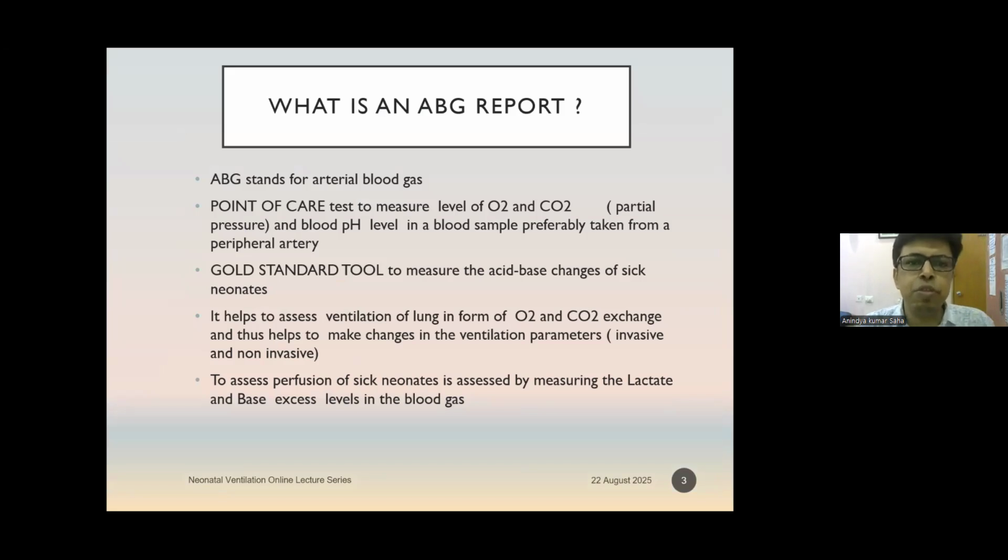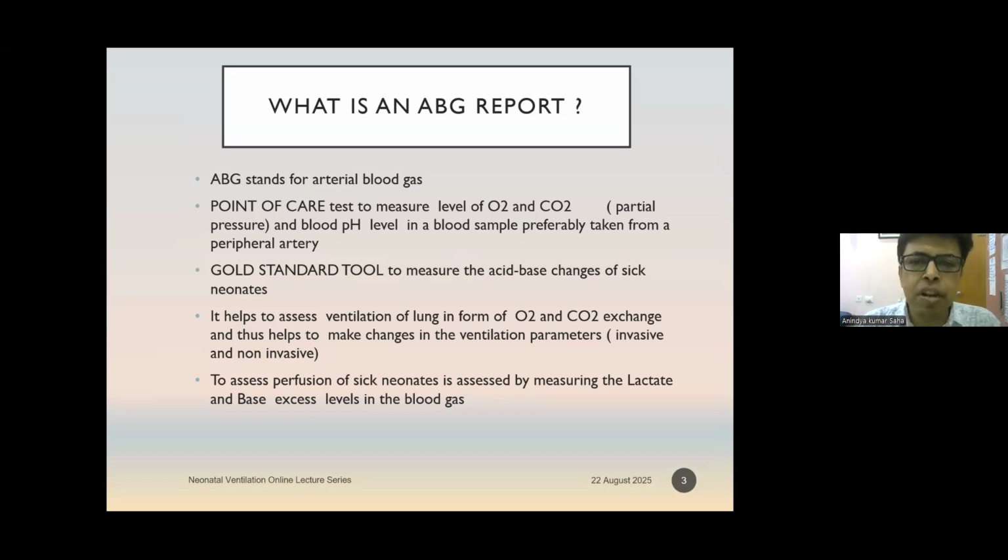So what is an ABG report? ABG stands for arterial blood gas. It is a point of care test. I would like to emphasize, it is a point of care test. It is not done in the laboratory. It is done at the bedside to measure the level of oxygen and carbon dioxide in the form of partial pressure, as well as blood pH level, which is an indicator of the acid-base physiology or the homeostasis of our serum or blood or plasma.